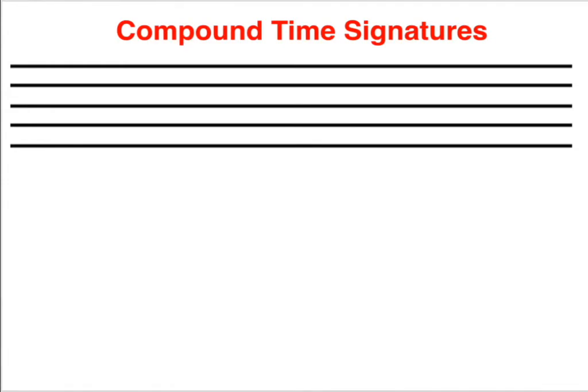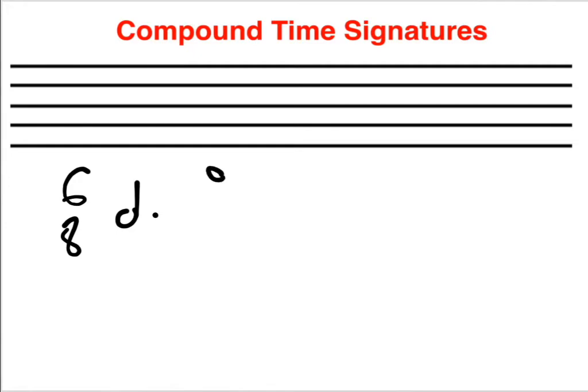So how do we group notes together in compound time? Well, the first thing that's universal across 6/8, 9/8, and 12/8 is that to write 2 full beats in these compound time signatures, you write a dotted minim. Okay, so in 6/8, for 2 full beats, which basically takes up the entire bar, you would write a dotted minim.